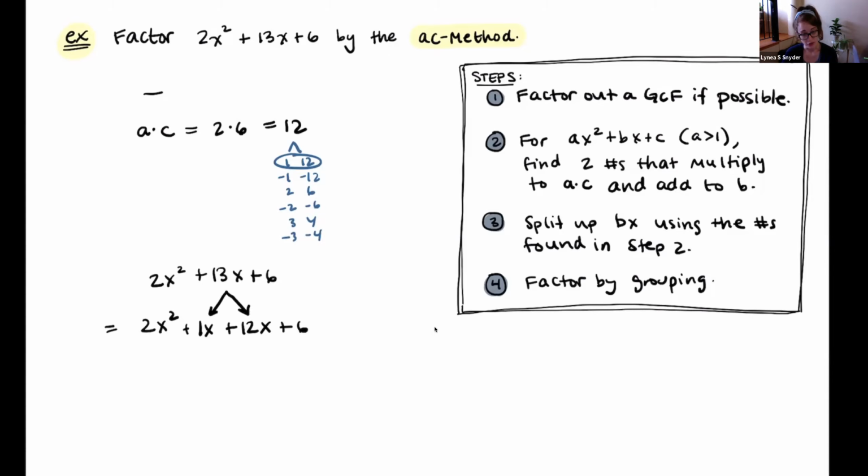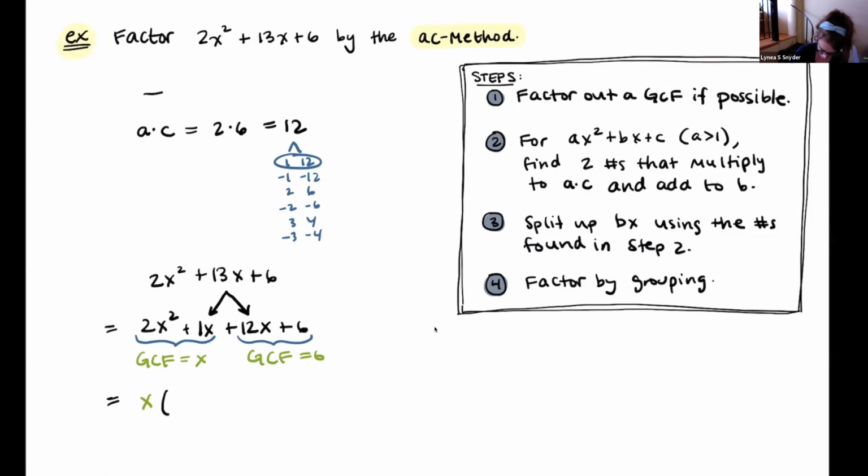And once you do that, then you factor by grouping. So we've written a thing that has 4 terms. So we're going to group here and group here and look for a GCF. The first group has a GCF of an x, and the second group has a GCF of a 6. Okay, and so we're going to take out each of those GCFs.